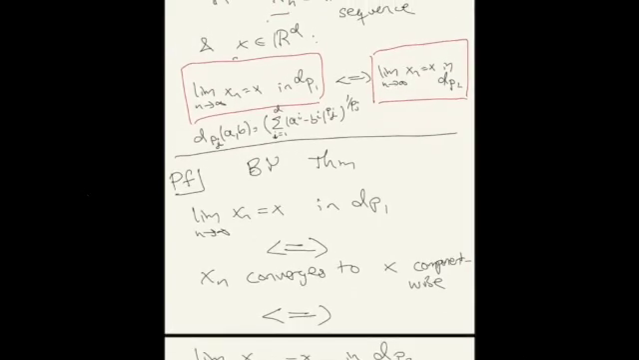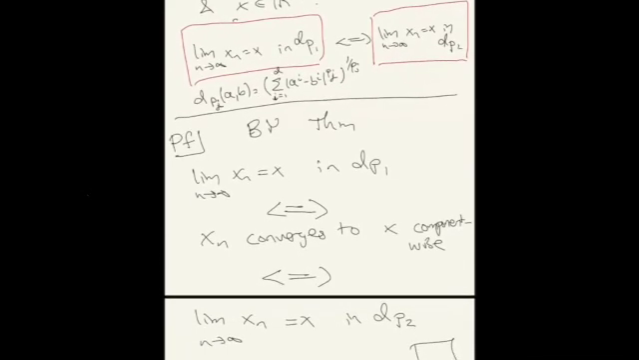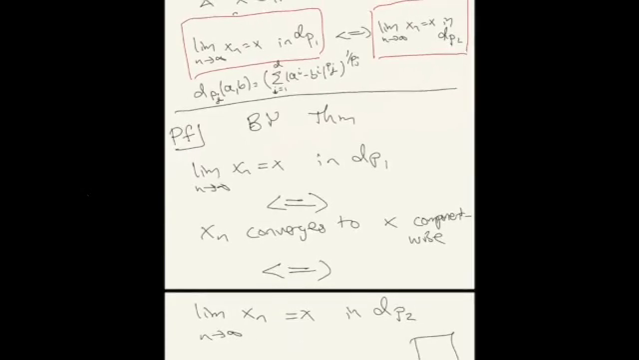So the proof here is that both of these statements are equivalent to component-wise convergence. Now, if you have one thing equivalent to something else and another thing that's also equivalent to that, then they're equivalent to each other. Other questions?